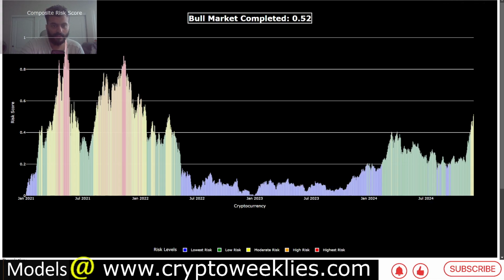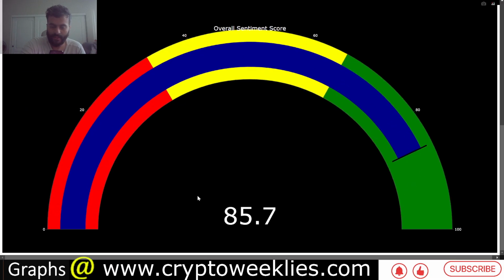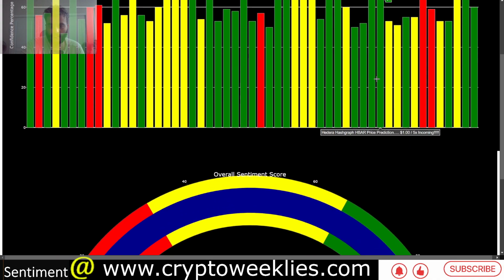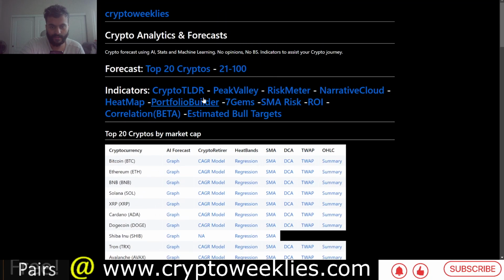In terms of some of the narratives over the last 24 hours, over here you can see bullish sentiment has increased a lot. 86% overall social sentiment is bullish. Most of the narratives are in this green. You can check out each of the narratives on this sentiment analyzer. You can find that sentiment analyzer using this.